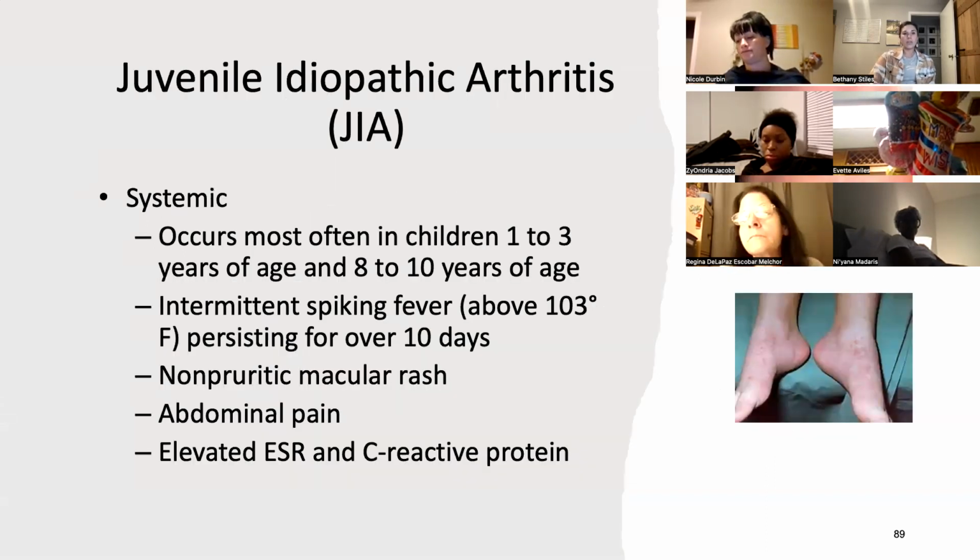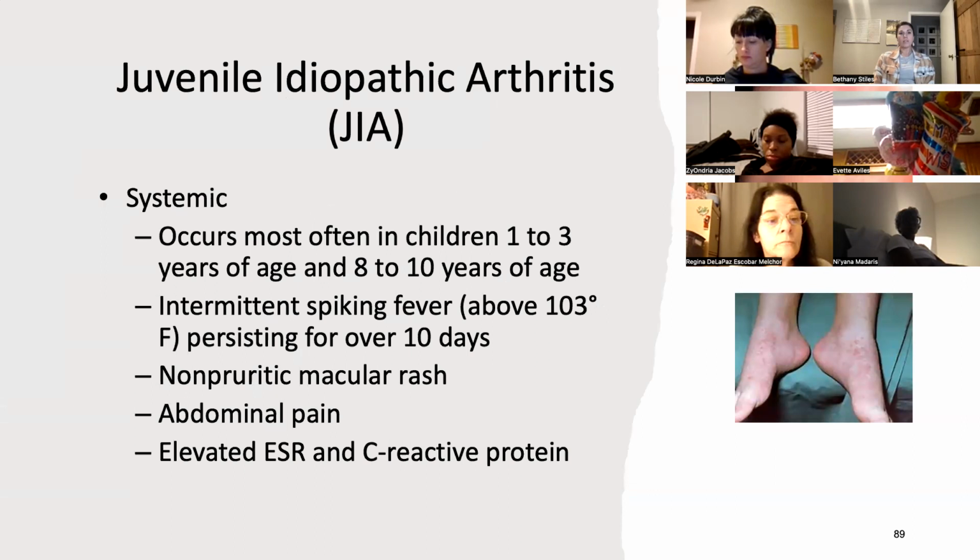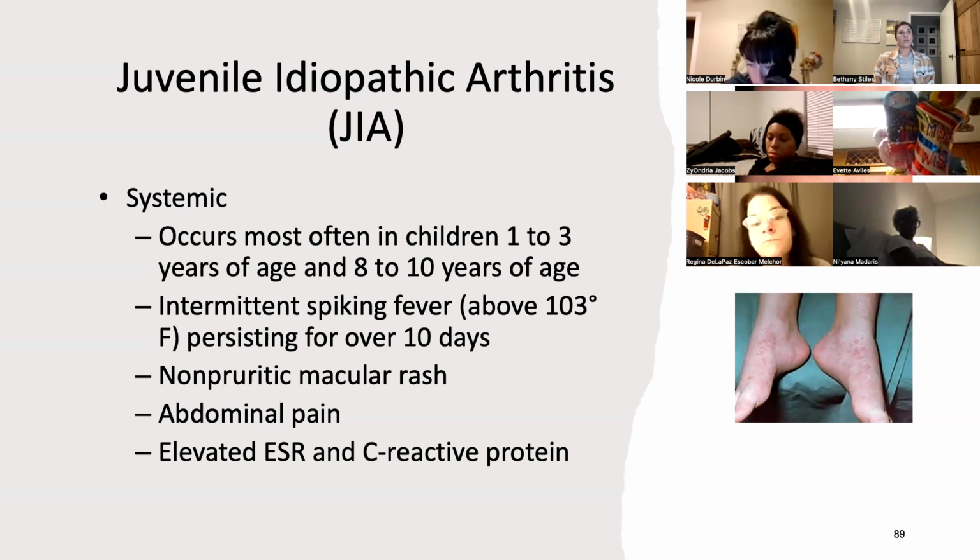Then systemic is going to be in our children that are 1 to 3 and 8 to 10. And they're going to have these intermittent fevers above 103 that last over 10 days. They also have a rash associated with it, abdominal pain, and they're going to have that elevated ESR and C-reactive protein. So your erythrocyte sedimentation rate, and then your CRP, which is going to be an indication of inflammation.